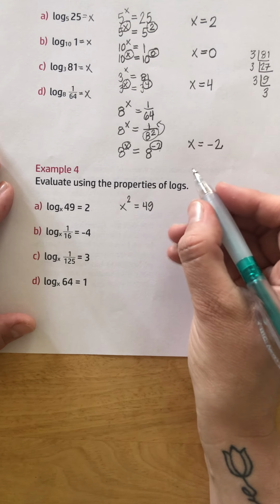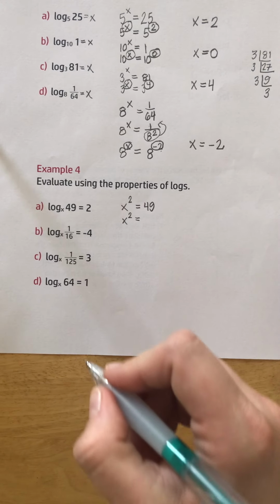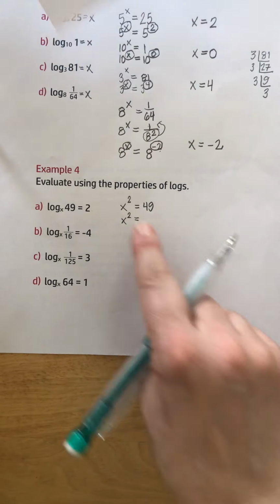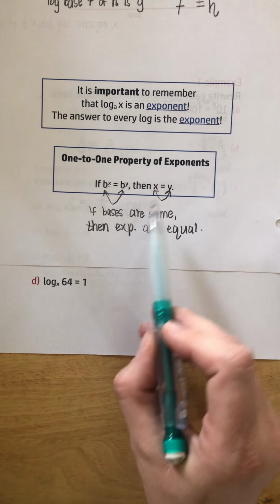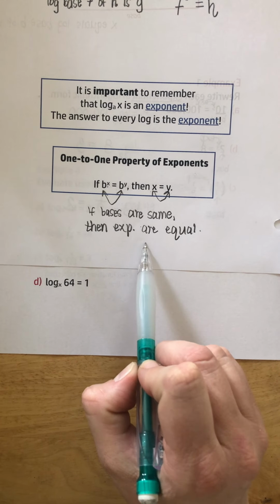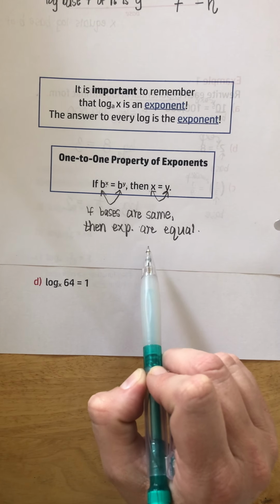How can I rewrite 49? What do I know about 49? Now let me go back here real quick, because some of y'all might know that off the top of your head. Remember we saw this one-to-one property, and it said if the bases are the same, the exponents are equal? The converse of this is also true.